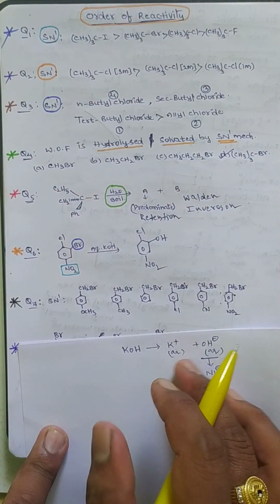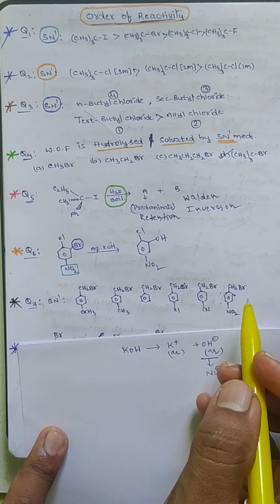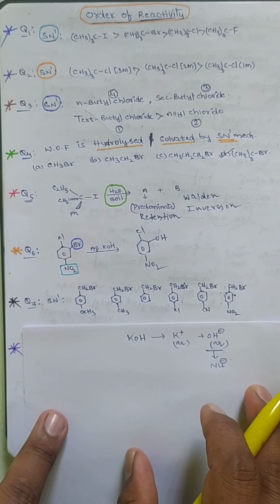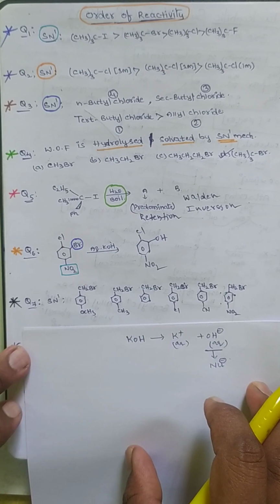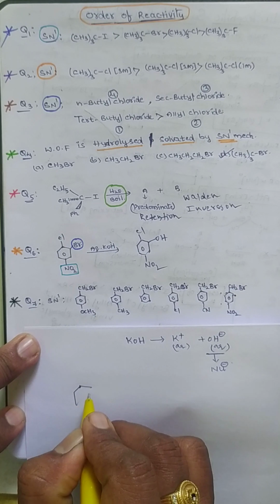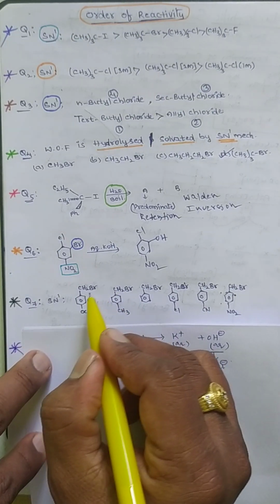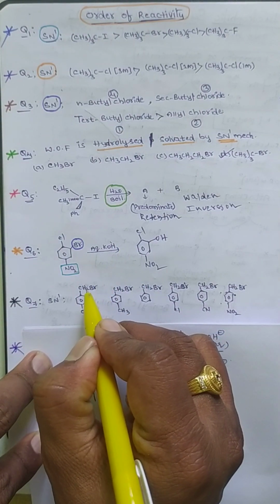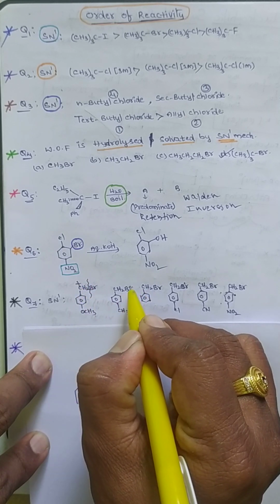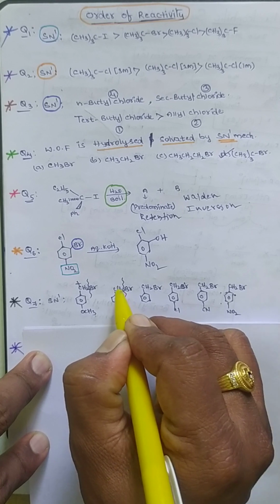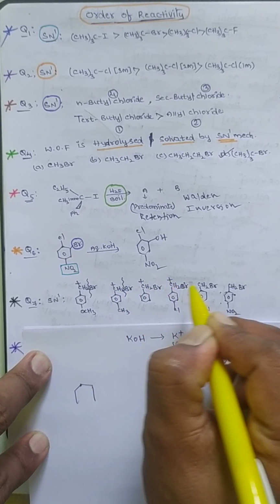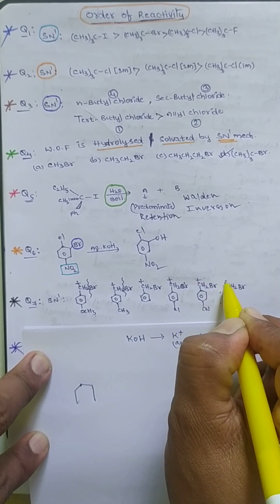Next, question number 7: which is more favorable for the SN1 reaction? Whenever they ask about an SN1 reaction, the first step is what? The carbon-halogen bond is broken, forming a carbocation. So I will write it here itself: the carbon-halogen bond is broken, giving a carbocation.